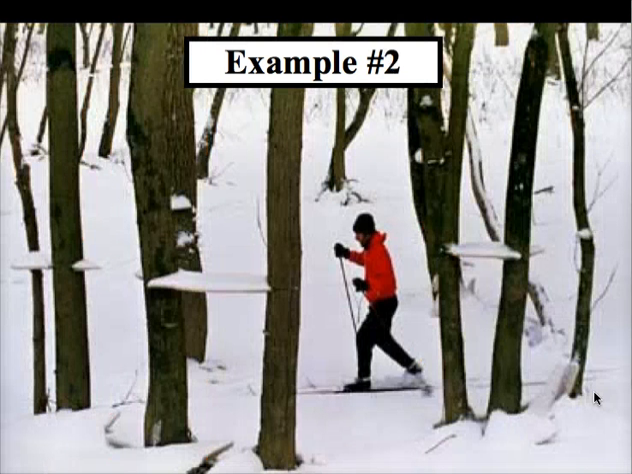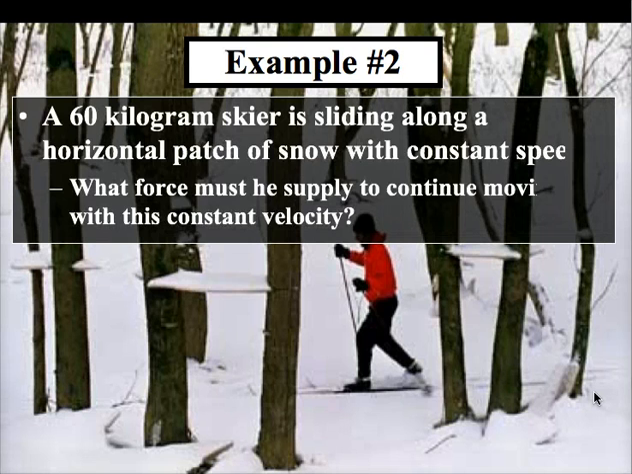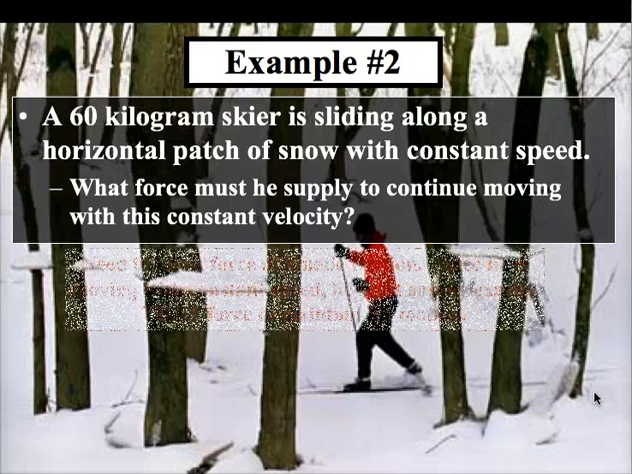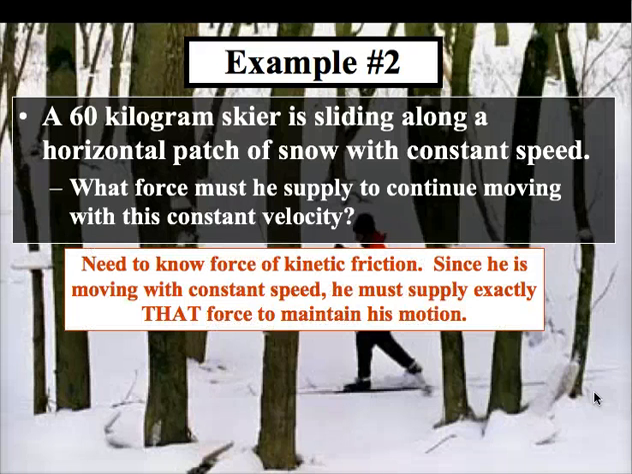Let's try a problem of a skier. A 60 kilogram skier is sliding along a horizontal patch of snow with a constant speed. What force must be supplied to continue moving with this constant velocity? Remember that when something's at constant speed, it's in equilibrium. We call that dynamic equilibrium. We need to know what the force of kinetic friction is. Since he is moving with a constant speed, he must supply exactly that amount of force to maintain his motion. Forces must be balanced for dynamic equilibrium.